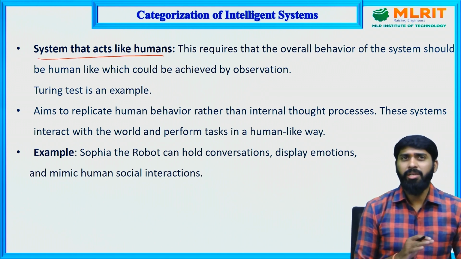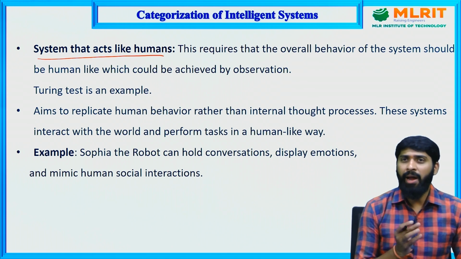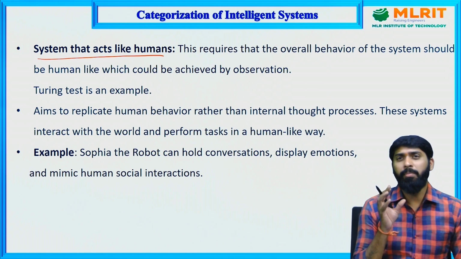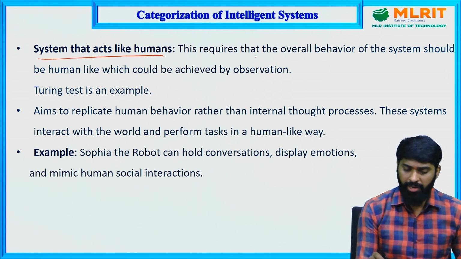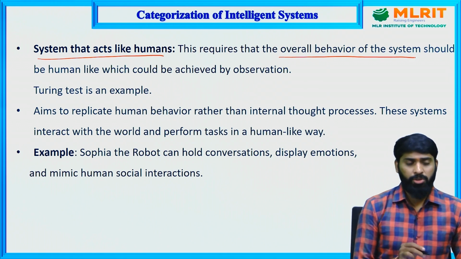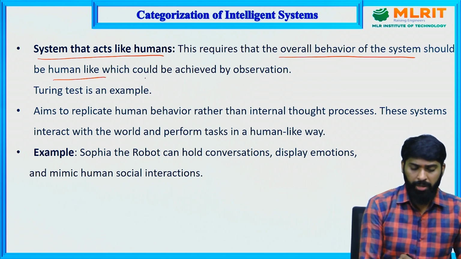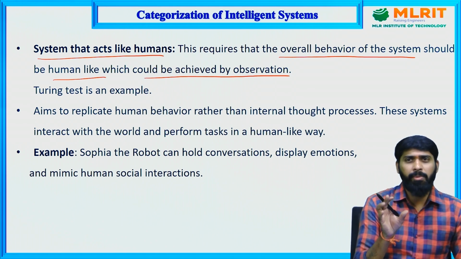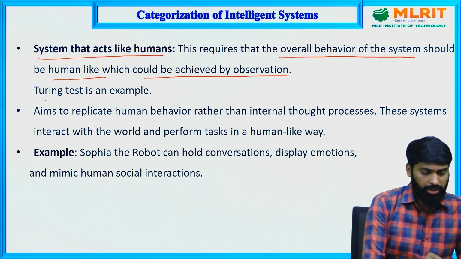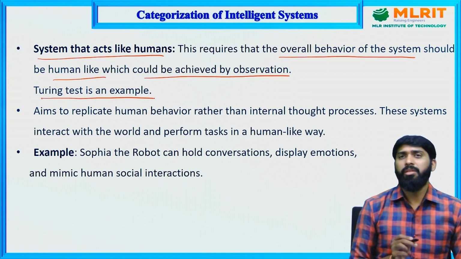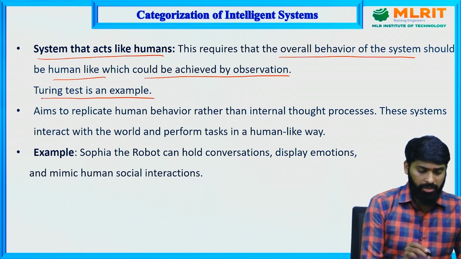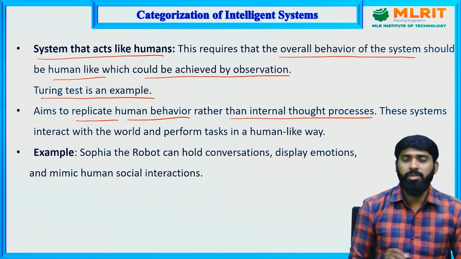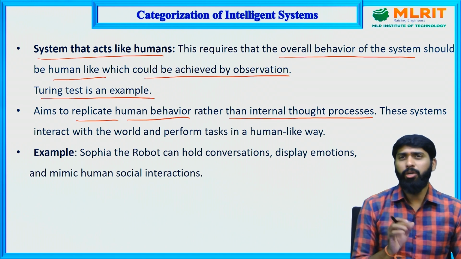The second type of model is the system that acts like a human. The previous one is think like a human; here it acts like a human. It doesn't have any intelligent system, it mimics the human. This requires that the overall behavior of the system should be human-like, which could be achieved by observation. It observes the human and then just mimics the human behavior. The Turing test is an example of this system that acts like a human. This aims to replicate human behavior rather than the internal thought process.